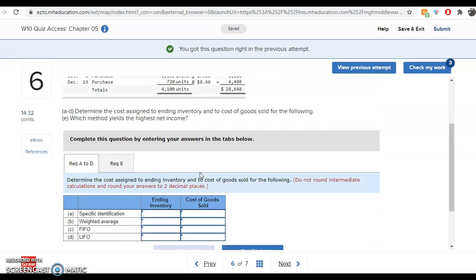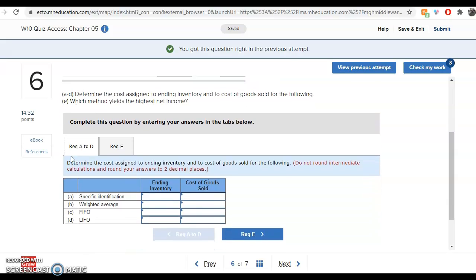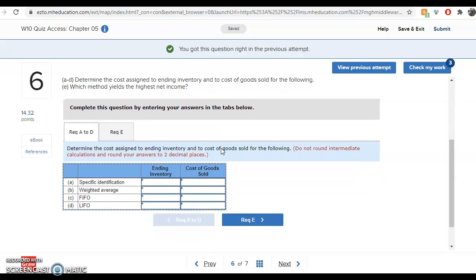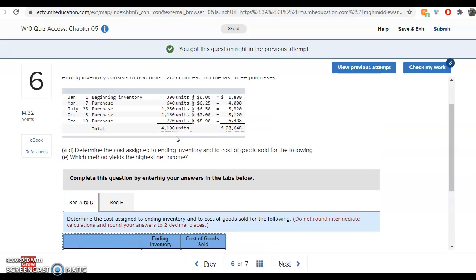So we're going to scroll down. This is our information. We're going to come back to it. Determine the cost assigned to the ending inventory and to cost of goods sold for the following, rounding to 2 decimal places. First we're going to use specific identification. With specific identification for ending inventory and cost of goods sold, we are very specific about what each unit cost.